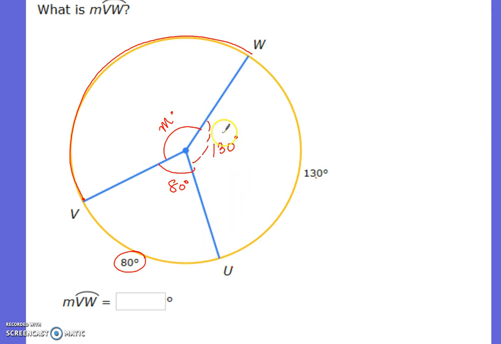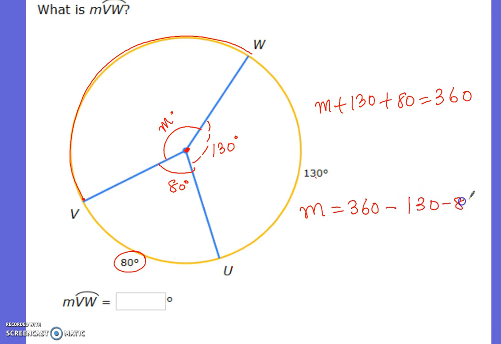Now we know that all the angles around a point, in a circular shape, must add up to 360. So m plus 130 plus 80 must give you 360. To find m, you have to do 360 take away 130 take away 80. So your answer is going to be 150 degrees. Always make sure you read the question properly to know if it's a measure or length they're asking you for.